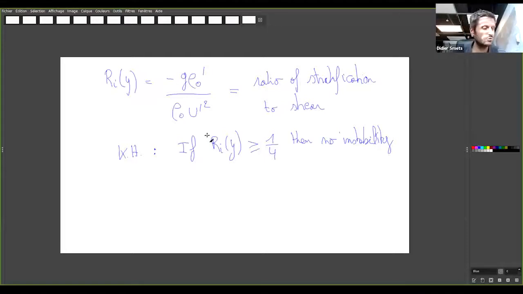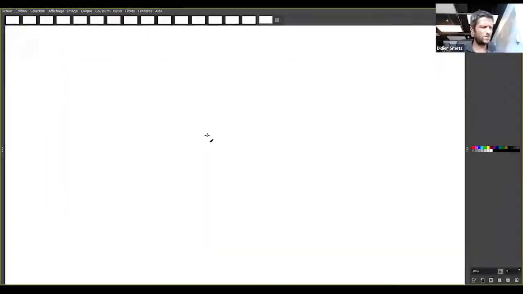So that was for the 2D situation. Now let's go to the 3D situation. And what are the vortices that we are going to consider? So now I go to columnar vortices.